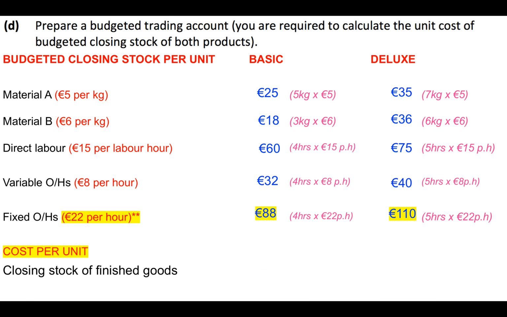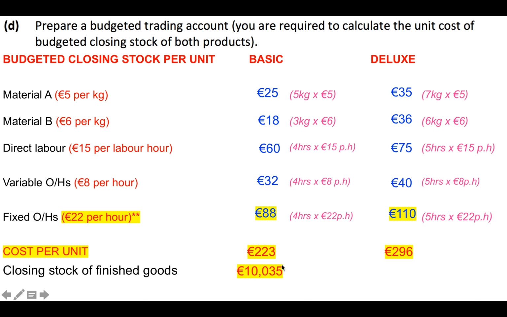So back to calculating my closing stock per unit. So fixed overheads, 4 hours to make basic, multiplied by the fixed overhead rate, which is €22, that's €88. And in deluxe, it's 5 hours takes to make 1 unit of deluxe, multiplied by €22 per hour, that is €110. So altogether, the cost per unit is €223 for a unit of basic and €296 for a unit of deluxe.